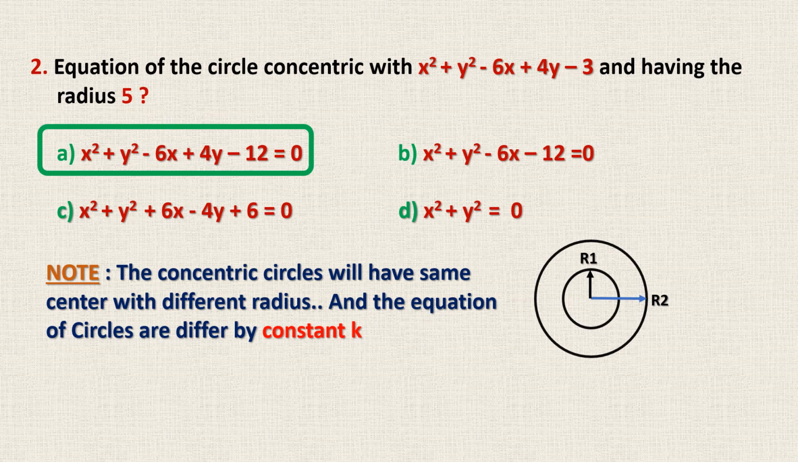The concentric circles will have the same center with a different radius, and the equations of the circles differ by a constant.